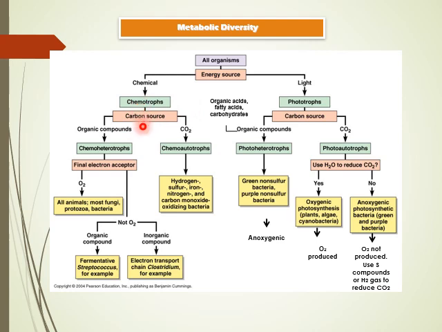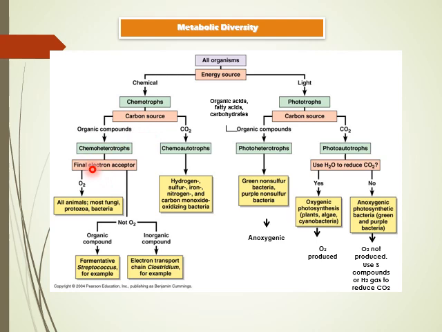Chemotrophs use organic compounds or carbon dioxide. Those that use organic compounds are called chemoheterotrophs. Hetero means the group that needs others, or relies on other living organisms. Chemoautotrophs do not rely on other living organisms.